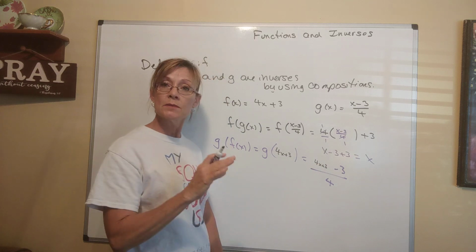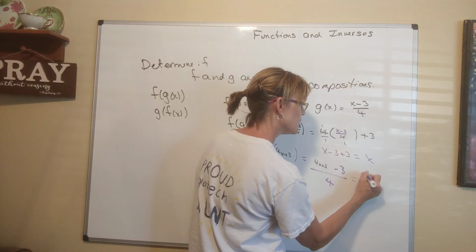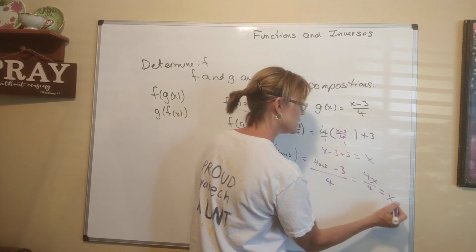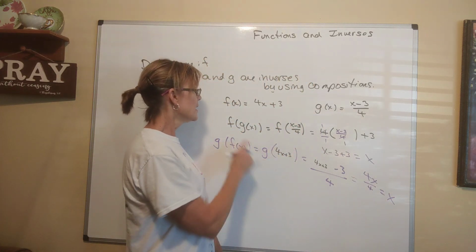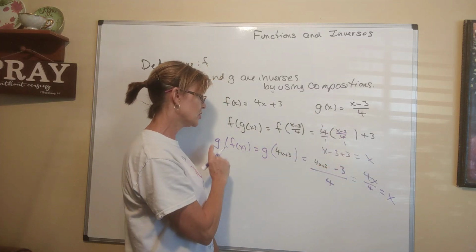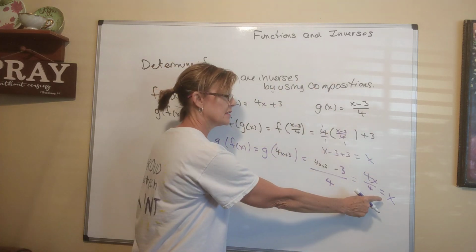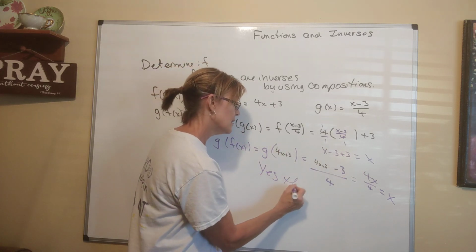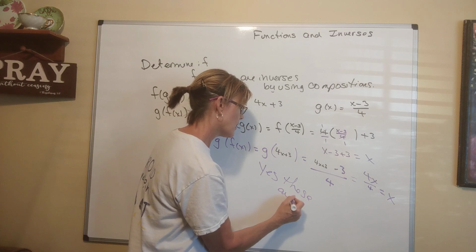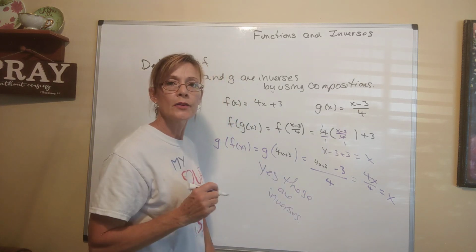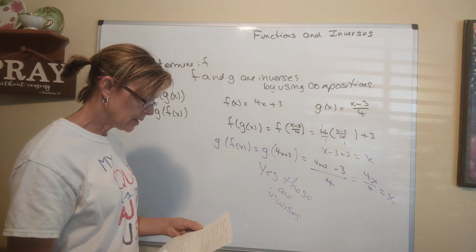3 minus 3 gives me 0. So this is just 4x divided by 4. 4 goes into 4 once and I get x. So I found that if I take f of g of x, it simplifies to x, or if I take g of f of x, it simplifies to x. And so when that happens, you can say, yes, these are inverses. All right, cool. So that would be number 38.